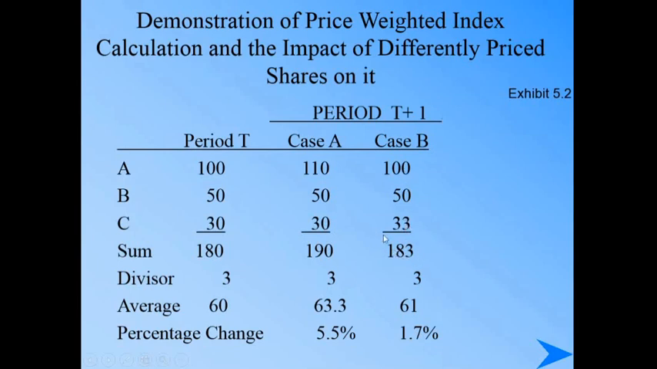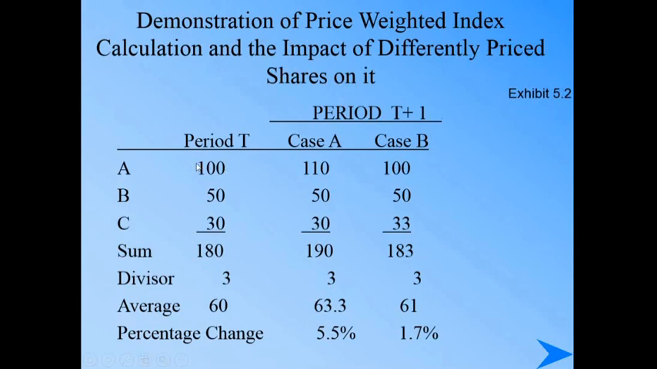will become 183. So if the divisor remains 3, we will get an answer of 61. And if we compare it to the original one, that is 60 and 61, the increase is 61 minus 60 divided by 60 times 100, and you'll get 1.7%. What does it mean? Now let's read this. Demonstration of price weighted index calculation and the impact of differently priced securities on it.